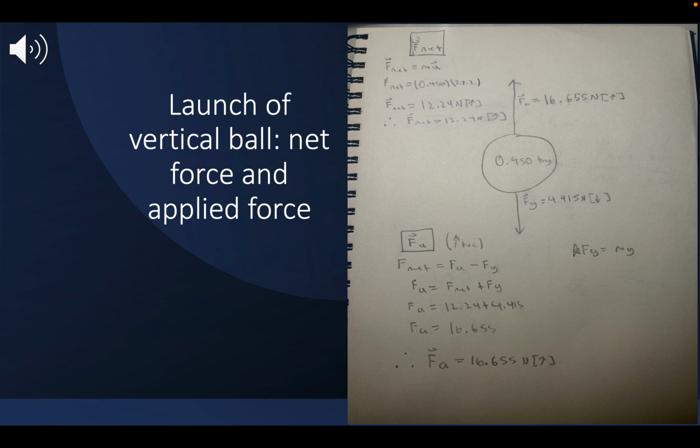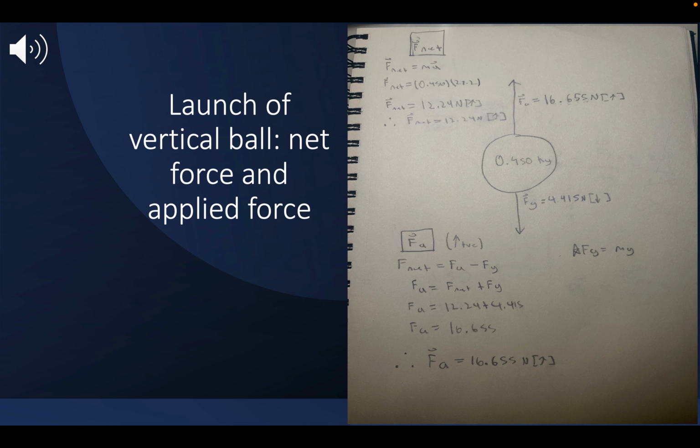To find the net force, we will simply multiply the mass of the ball, which is 0.450, by the acceleration of the ball, which is 27.2 meters per second squared upwards, which we saw from the slope of the velocity time graph for the y-axis. So now that we know our net force, which is 12.24 newtons upwards, we can write our net force equation and identify that upward is positive.